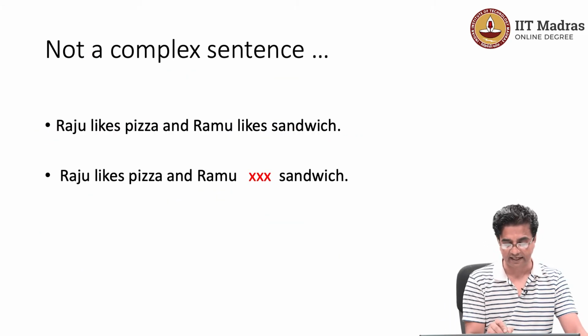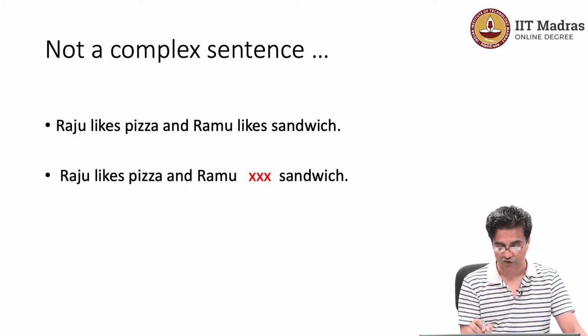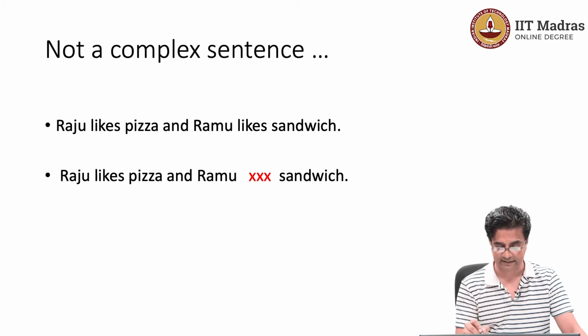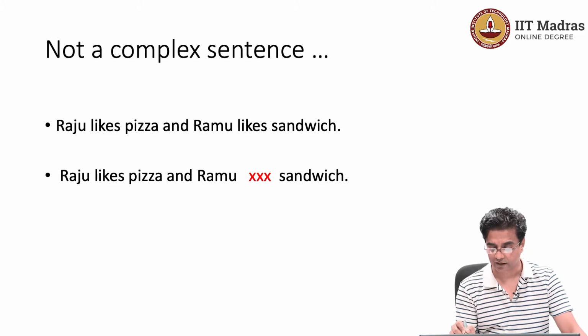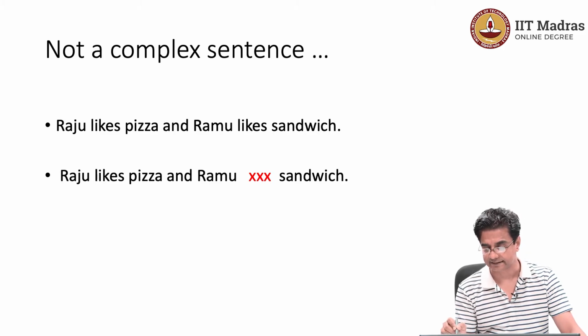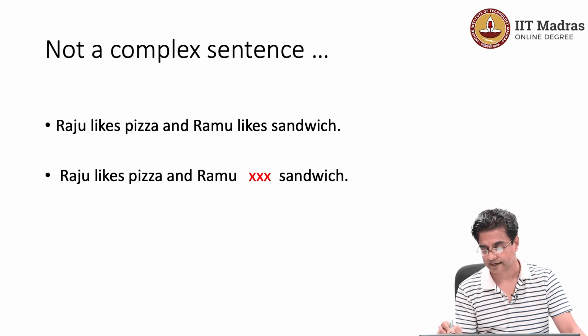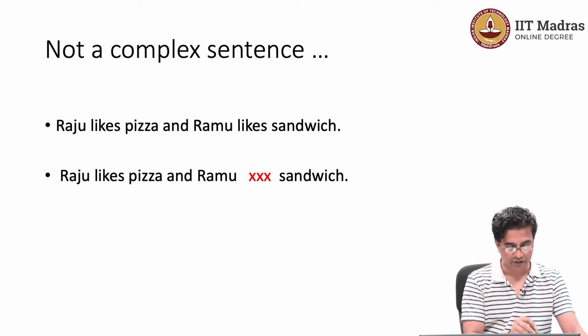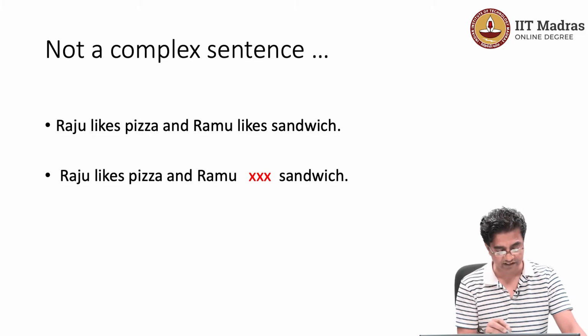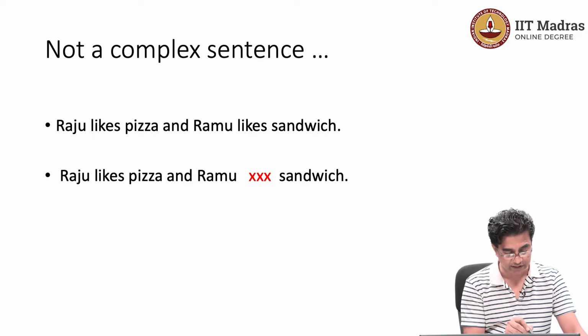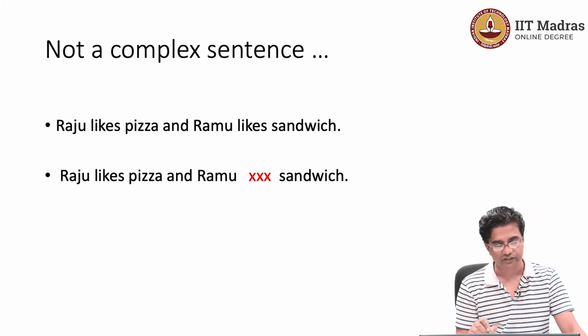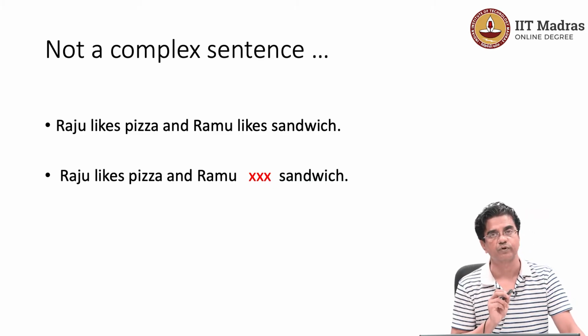Raju likes pizza and Ramu likes sandwich is not an example of a complex sentence. Raju likes pizza and Ramu sandwich. This verb like is for both the coordinated sentences. So, not a complex sentence. This is an example of a coordinate sentence.